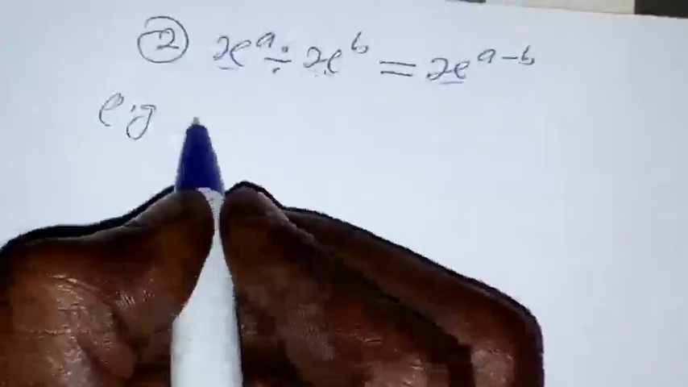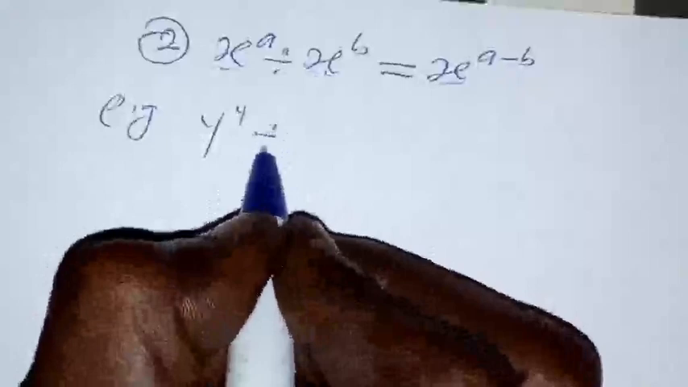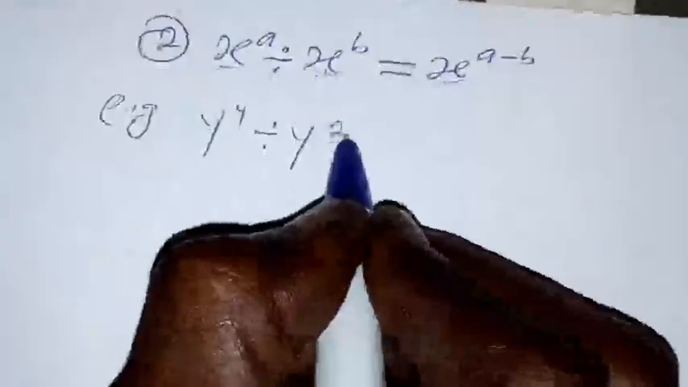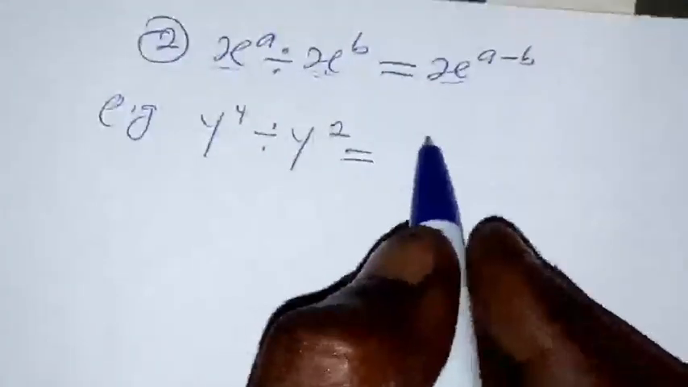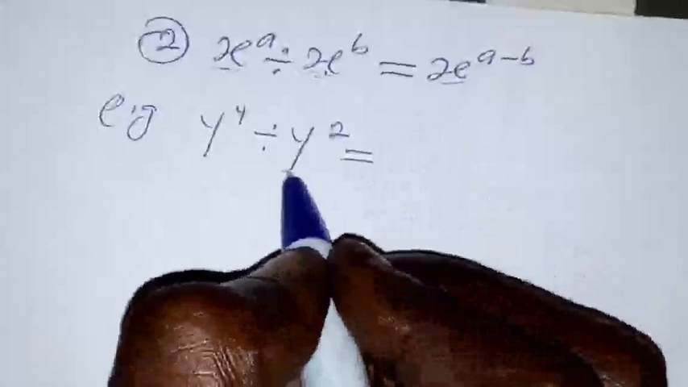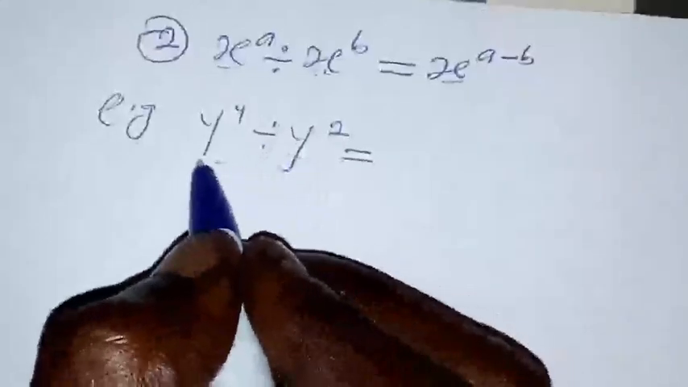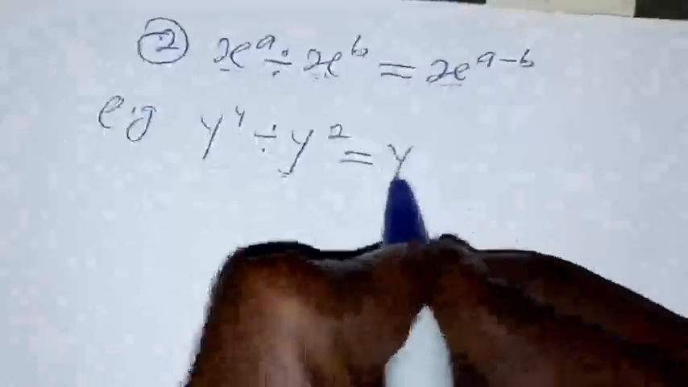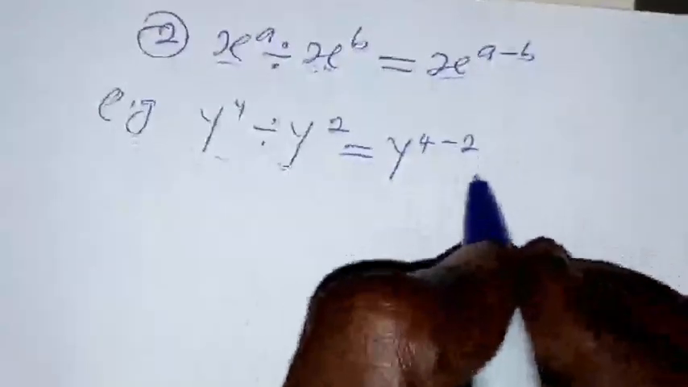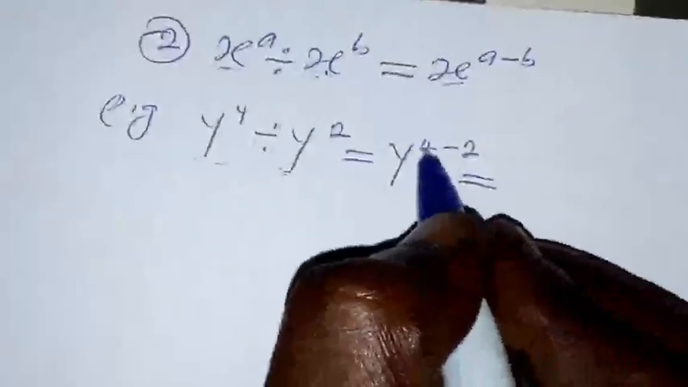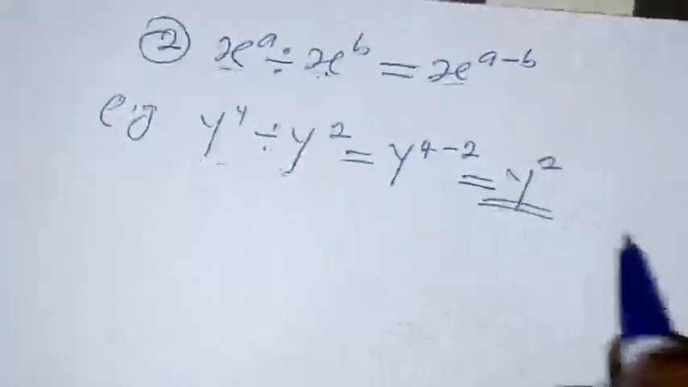An example, we have y power of 4 divided by y power of 2. By applying the subtraction law, since we have the same bases and division is in between them, we are going to take one base and subtract the power, saying that we have y power of 4 minus 2. This can simply be expressed as 4 minus 2 equals 2. That is y power of 2. We finally got our answer.